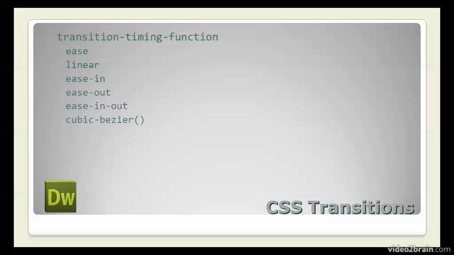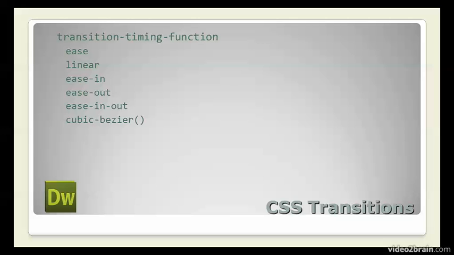The transition timing function takes one of these keywords. Ease means that the transition starts slow, speeds up, and then slows down again at the end. Linear means the transition should be even throughout. Ease in starts slow, speeds up, and maintains the same pace to the end. Ease out maintains a steady pace from the start, but slows down at the end. Ease in out is similar to ease, but the slower pace at the start and end is more pronounced.